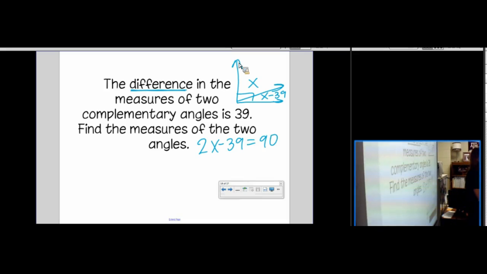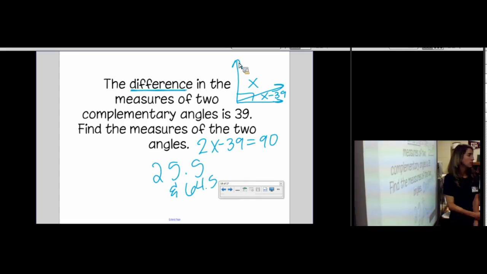What makes us have a decimal here? Who's responsible for this? This is odd. That's why we have a decimal. The 39 is odd. Anyways, add 39 to both sides. Divide by 2. There's two answers, guys. The answers are 25.5 and 64.5. Those are the two angles that you come up with.